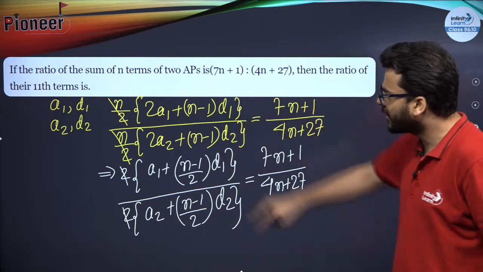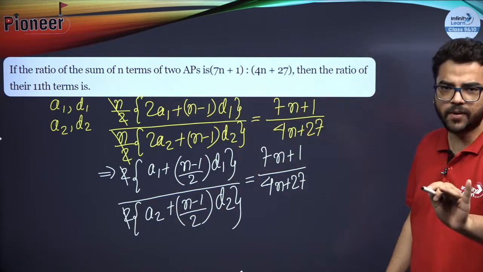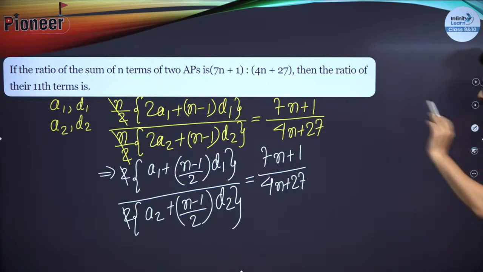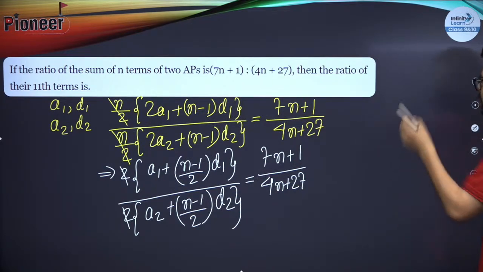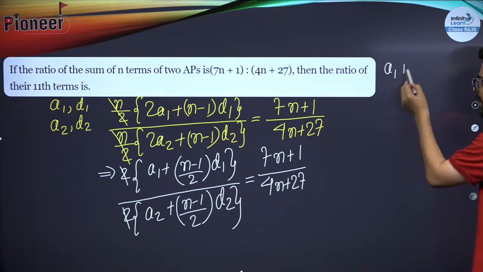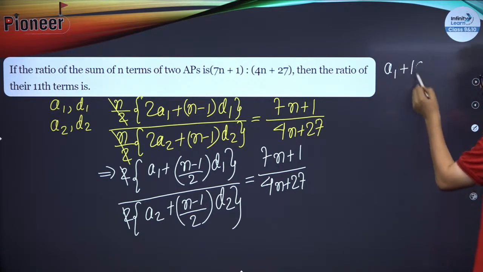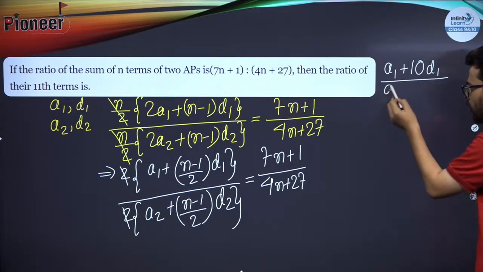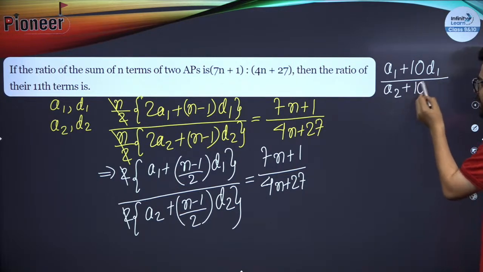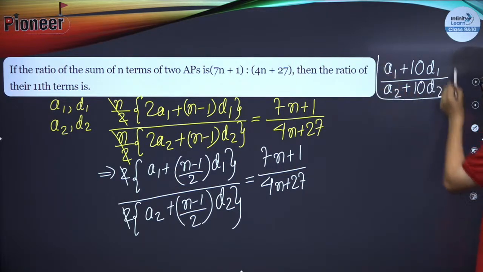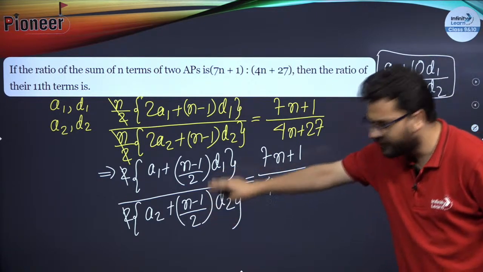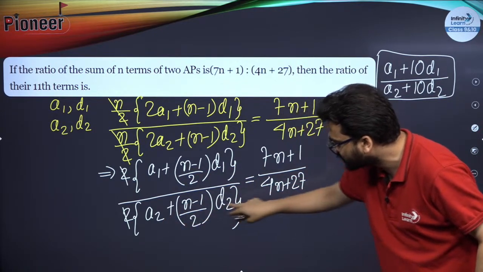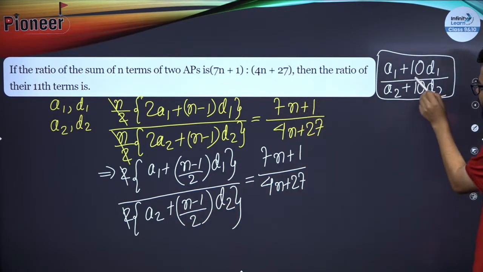Now we have to find the ratio of their 11th terms. Understand the question properly. We have to find the ratio of their 11th terms. So for the first AP, 11th term will be what, guys? A1 plus 11 minus 1 into D, or you can say 10D1. For the second AP, 11th term will be A2 plus 11 minus 1 into D, or 10D2. Correct? So basically you see this figure is in front of you, A1 plus this thing into D1 divided by A2 plus this thing into D2. And I want 10D over here.